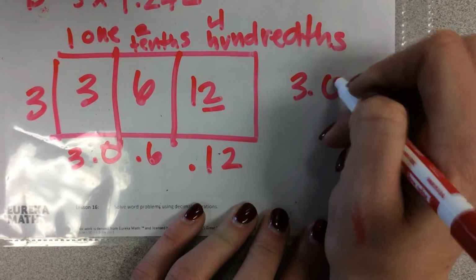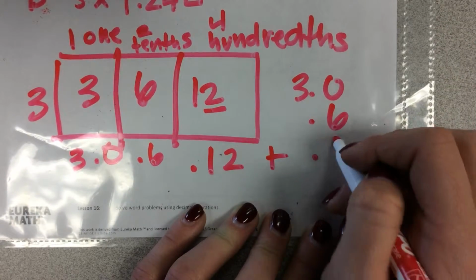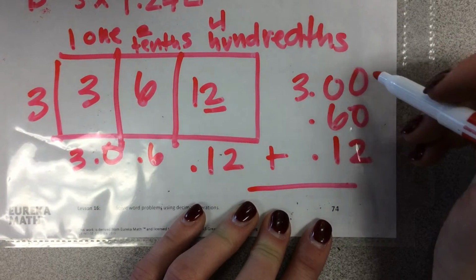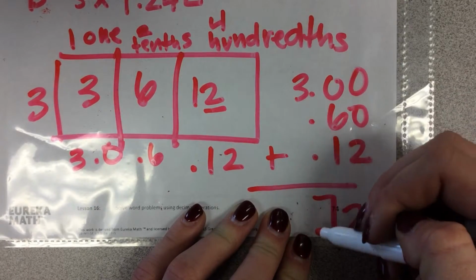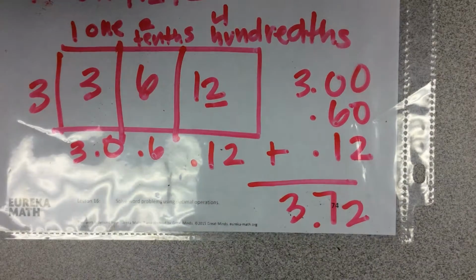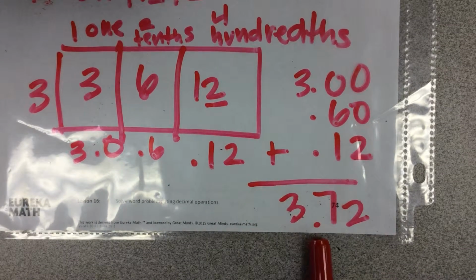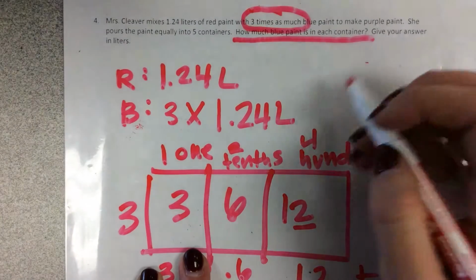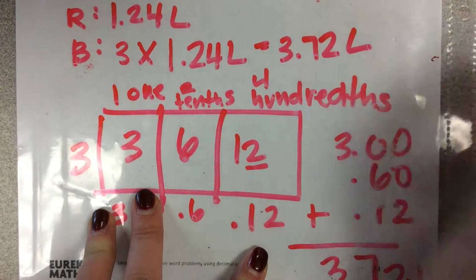So 3, line up those decimals. 6 tenths. 12 hundredths. I'm going to put in zeros. That always helps me. Add them up. 2 plus 0 is just 2. 6 plus 1 is 7. Bring down the decimal. And 3 plus nothing is 3. So we know that in total, she had 3.7200 liters of blue paint. So let's go up there and put that in. 3.7200 liters of blue paint.